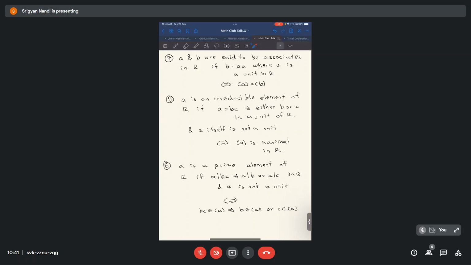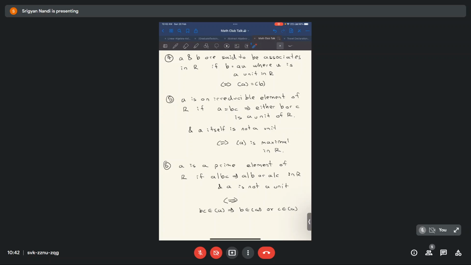And lastly, we come to the notion of a prime. For an integral domain R, we say that an element A is a prime if A divides BC implies that A divides B or A divides C for all such B, C in R. And of course, A cannot be a unit. This is similar to the definition of primes that we use in elementary number theory, which is: P is a prime if P divides QR implies that either P divides Q or P divides R in the integers.